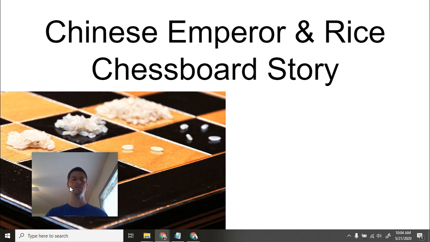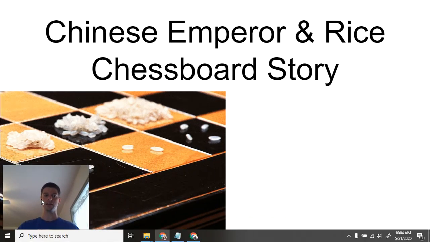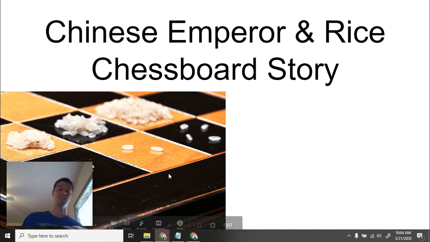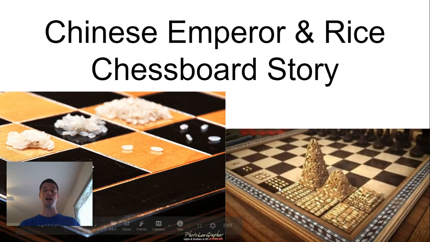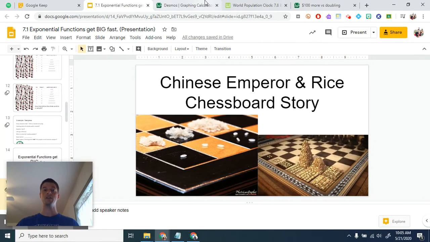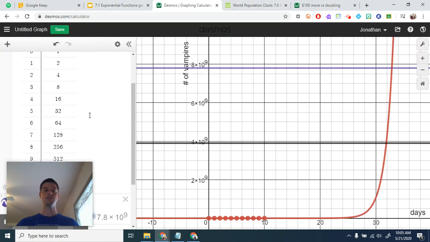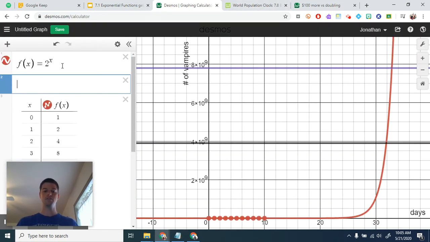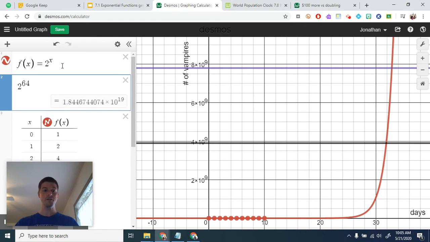Well, what the emperor didn't know, and the farmer did, I guess, was his math. Because how many squares are there on a chessboard? Well, 8 and 8 means 64. There's 64 squares on a chessboard. And if you double something 64 times, there is a tremendous amount. That is a giant number. I'll just hop over here and let's just type in 2 to the 64.